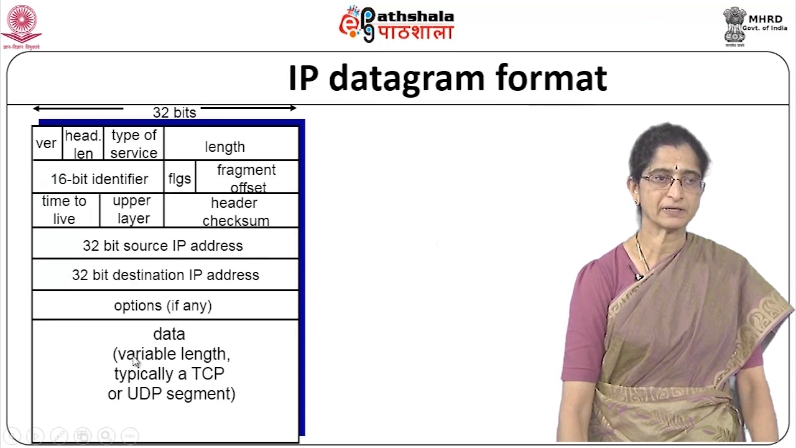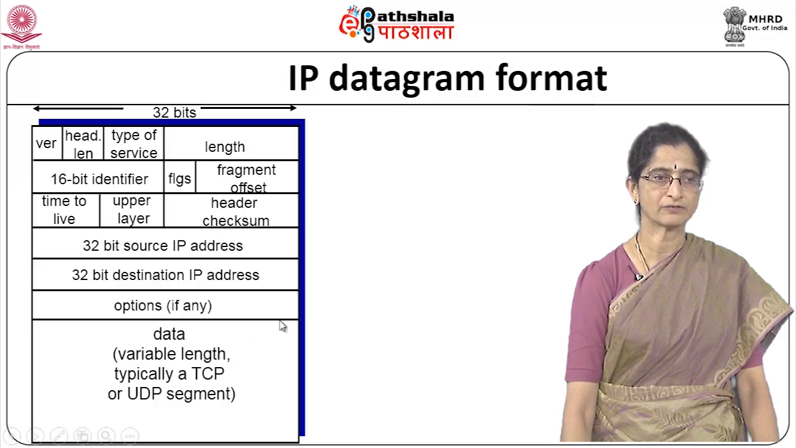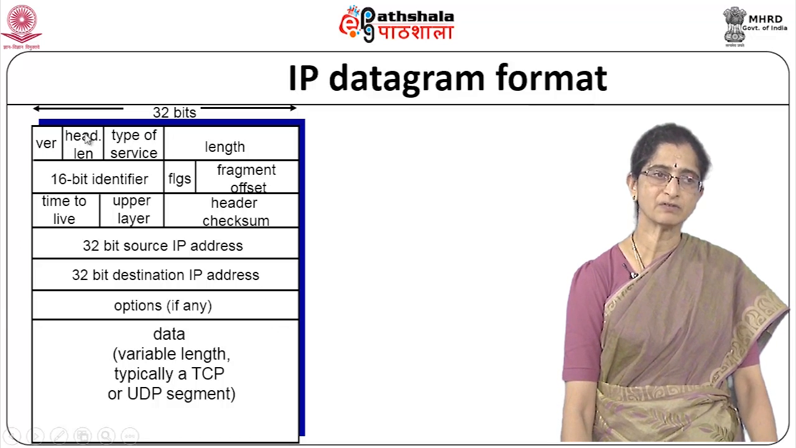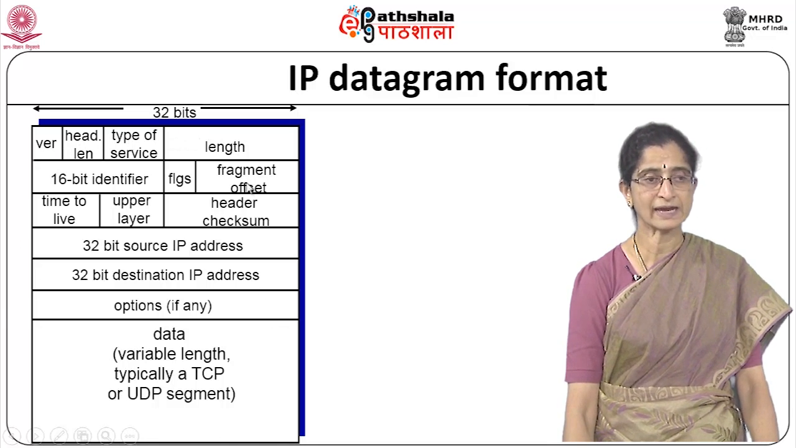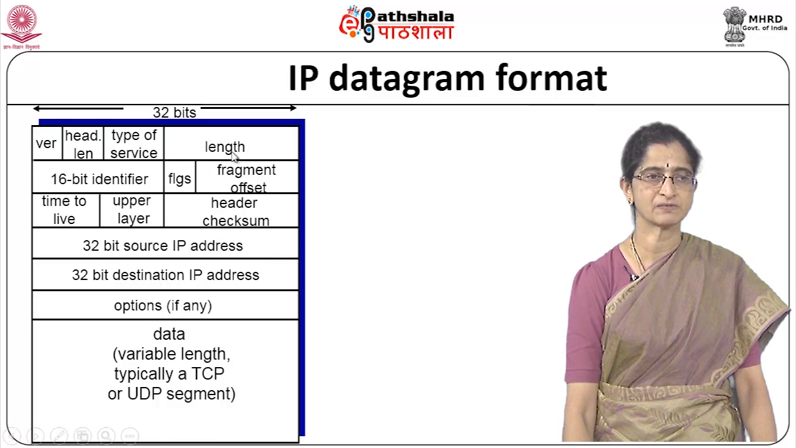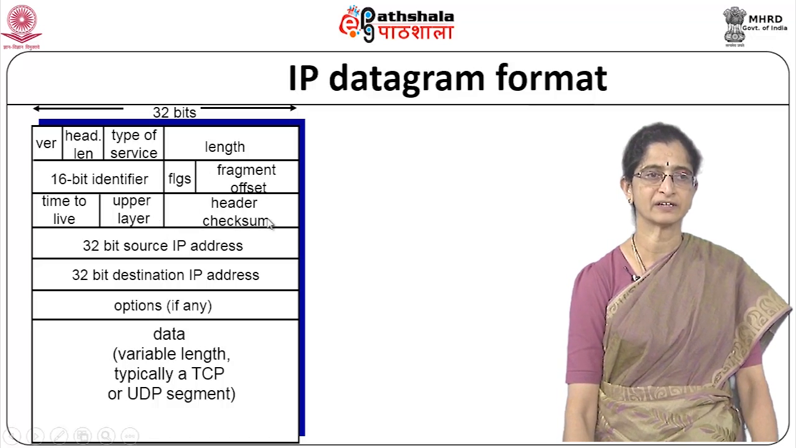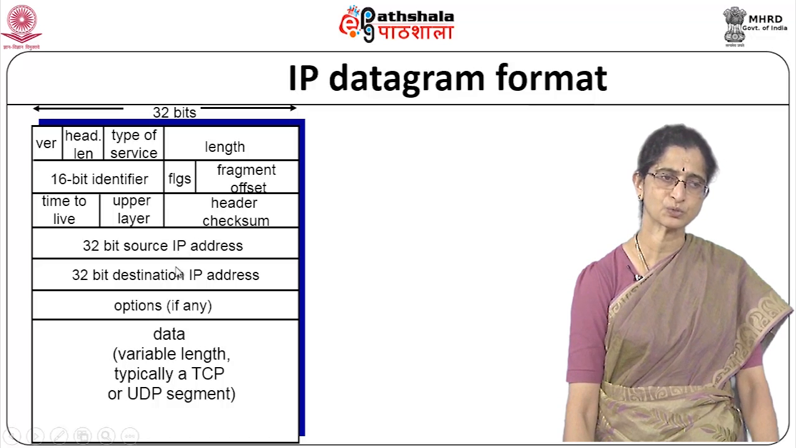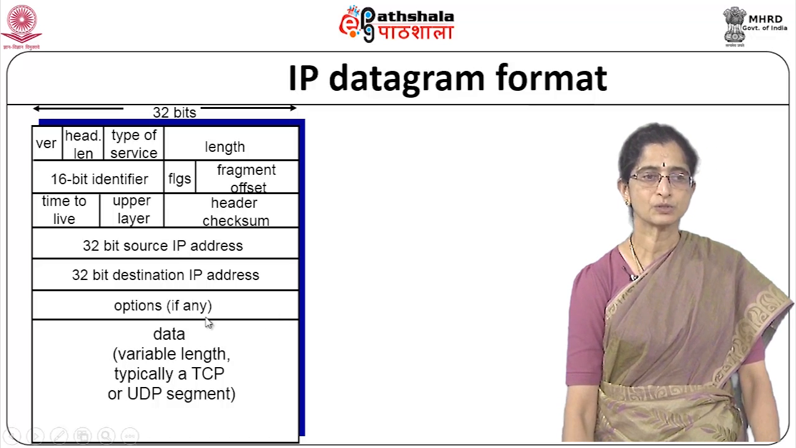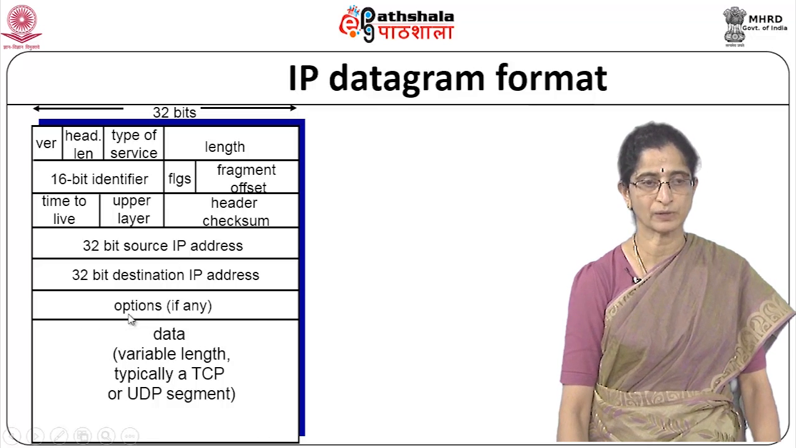Now, if you look at the IP datagram format, which we have been looking at for quite a few modules so far, we have covered most of the header fields in the standard header. We have looked at header length, type of service, length, identifier, flags, fragment offset, time to live, and then the upper layer identifier, header checksum, source IP address and destination IP address. The one field that we have not looked at so far is the options field, which is what we will take a look at now.